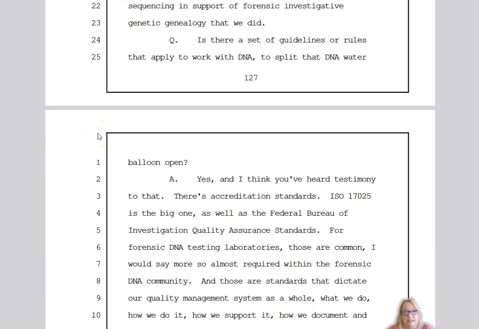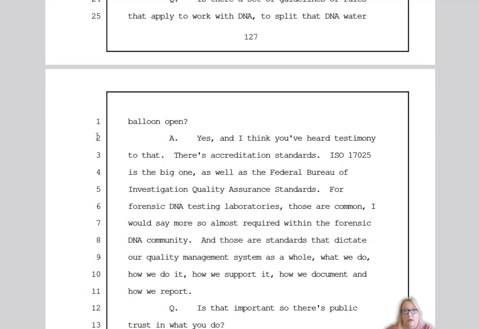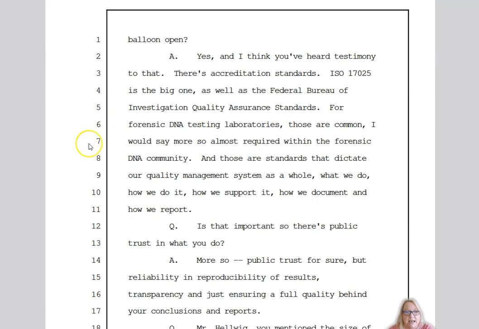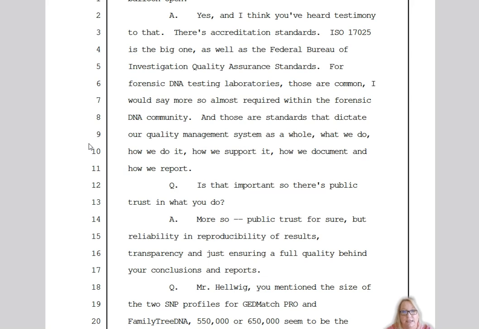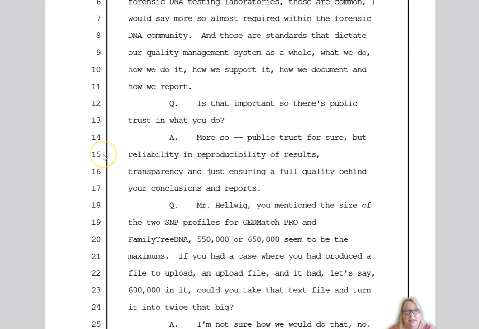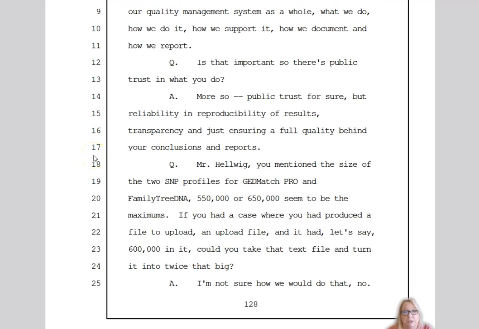So she says, is there a set of guidelines or rules that apply to work with DNA to split that DNA water balloon open? He says, yes. And I think you've heard testimony to that. There's accreditation standards. ISO 17025 is the big one, as well as the Federal Bureau of Investigation Quality Assurance Standards for forensic DNA testing laboratories, those are common. I would say more so almost required within the forensic DNA community, and that's just not FGG. And those are standards that dictate our quality management system as a whole, what we do, how we do it, how we support it, how we document it, and how we report it.